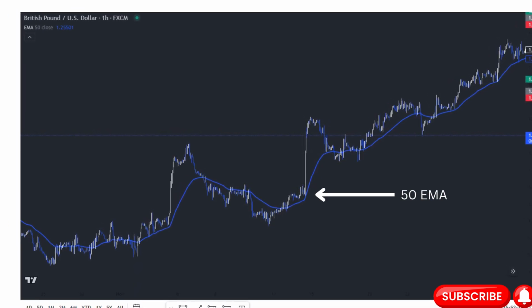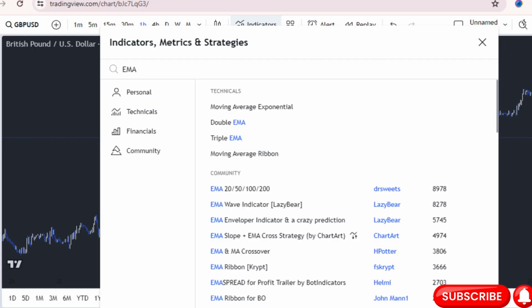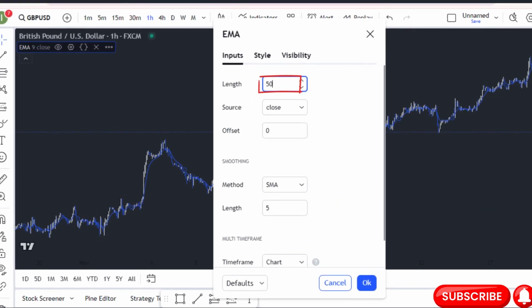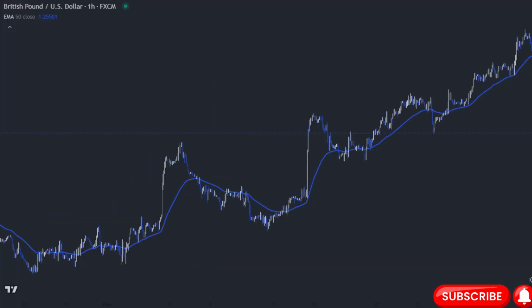So let's add it on our chart. To add it, go to the Indicators tab on TradingView and search for EMA for exponential moving average, and go to Settings and set the length to 50. This will give us a 50-day moving average.